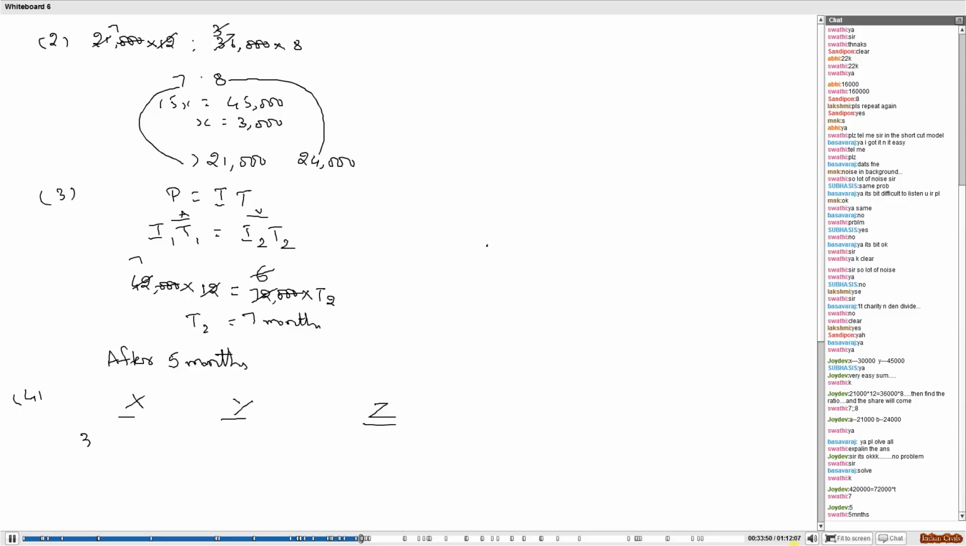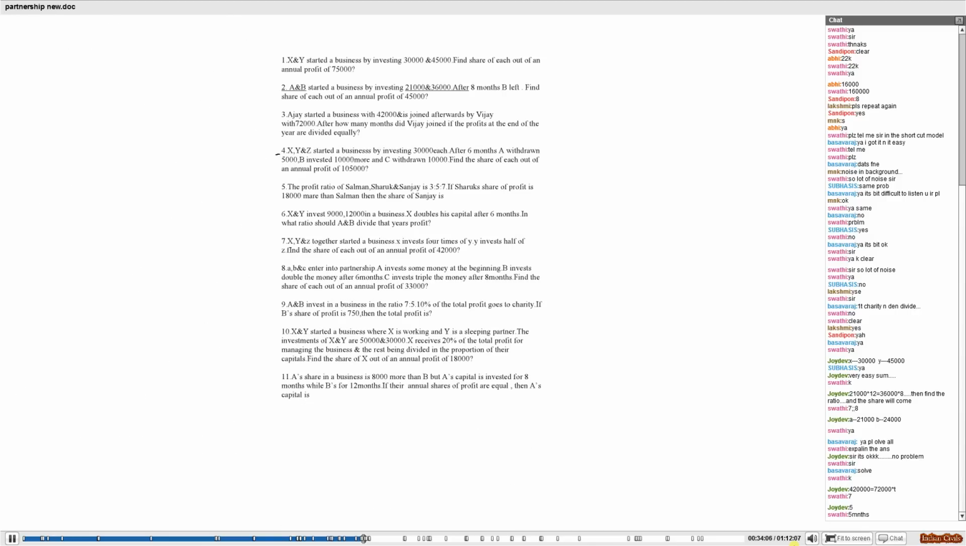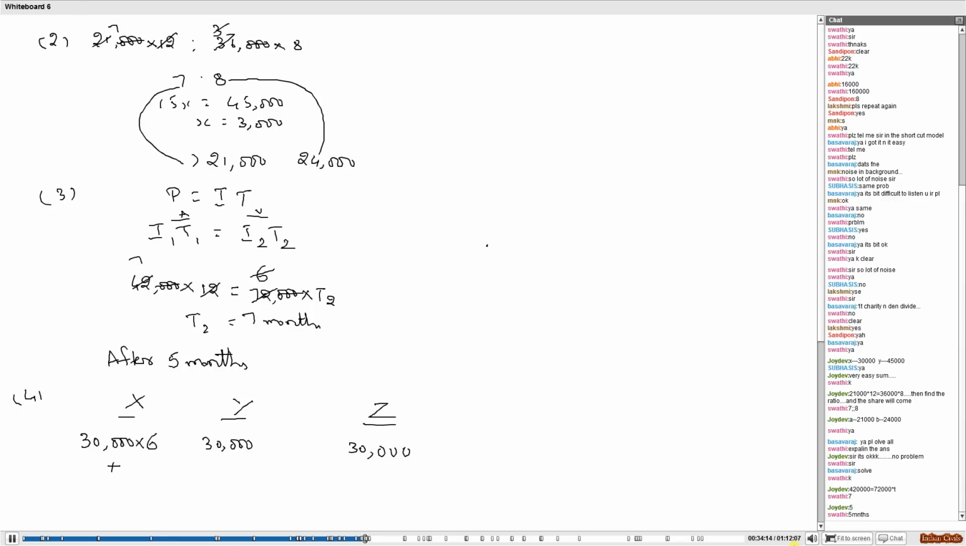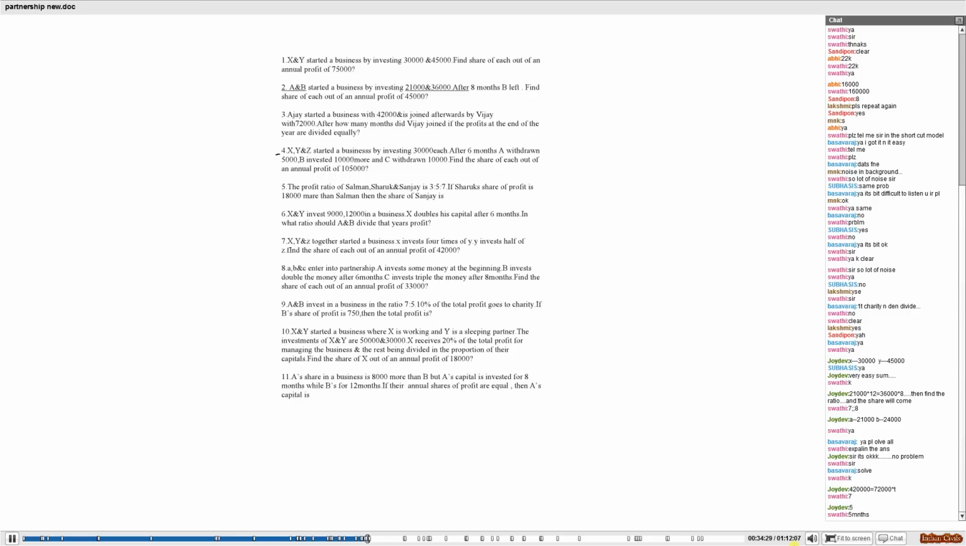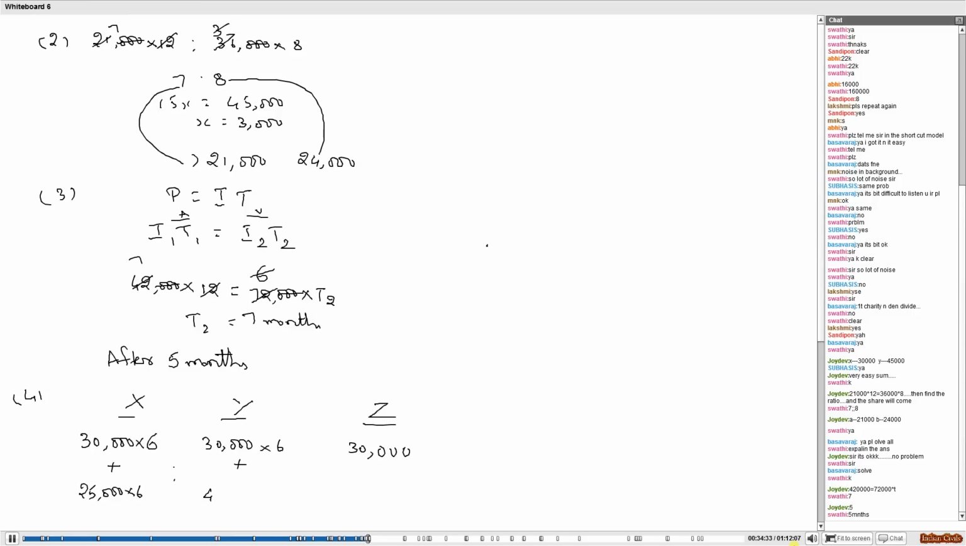Okay guys, listen. So they started business by investing 30,000 rupees each. 30,000 each. After 6 months, that is 30,000 rupees is for first 6 months. So what happened after 6 months? A withdrawn 5,000 rupees. So after 6 months, A withdrawn 5,000, that is 25,000 rupees is the investment for next 6 months. So for Y it is 30,000 for the first 6 months. After 6 months, Y invested 10,000 rupees more. So 10,000 rupees more means 40,000. That will be for the next 6 months. So it will be 30,000 for the first 6 months. But Z withdrawn 10,000 rupees. That is 20,000 rupees is for the next 6 months.